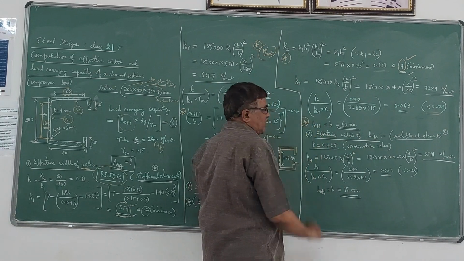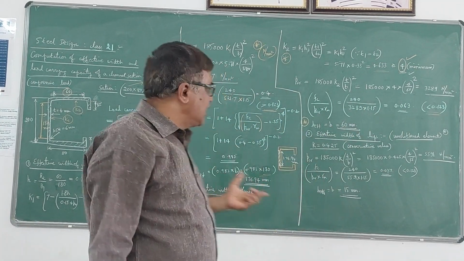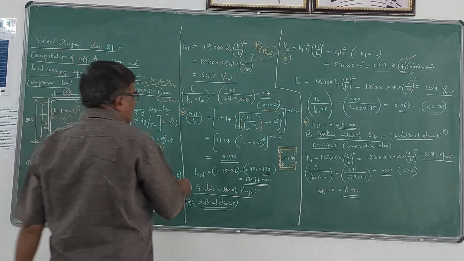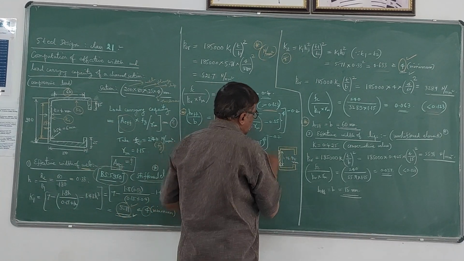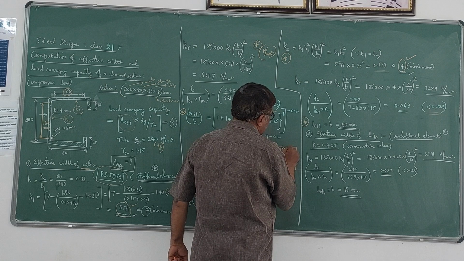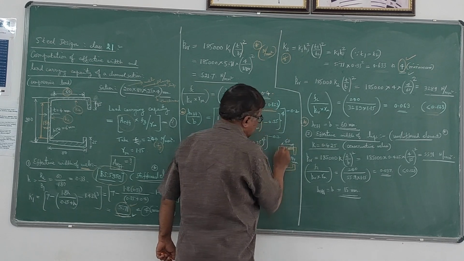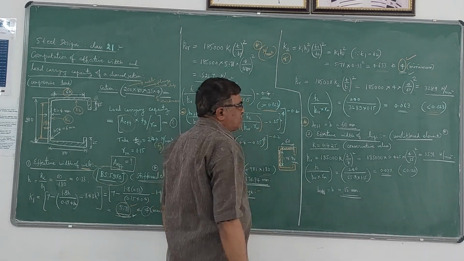So this is very important. So it is 60 mm only. That means the entire length, from here to here, 60 mm, is the effective width. So this is the effective width for the flange. This is the effective width for the web.